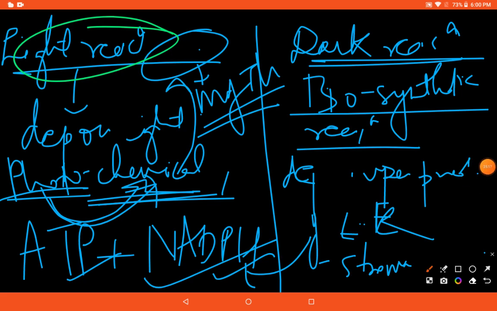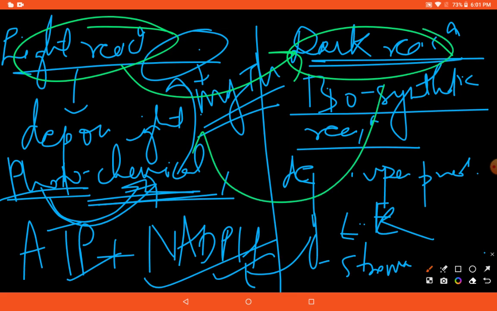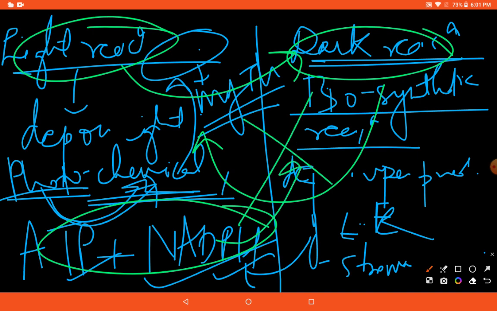Why so? Because light reaction is dependent upon light directly. So if light is not there, light reaction will stop. That is why the correct answer will be that light reaction will stop first and then the dark reaction will stop. Why will the dark reaction stop? This is the question, right? We can be asked in assertion and reason that dark reaction also stops, light reaction also stops. So yes, both are correct. Why? Because dark reaction is dependent upon the products of light reaction. If light reaction does not take place, products will not be formed. If products will not be formed, dark reaction will not take place.